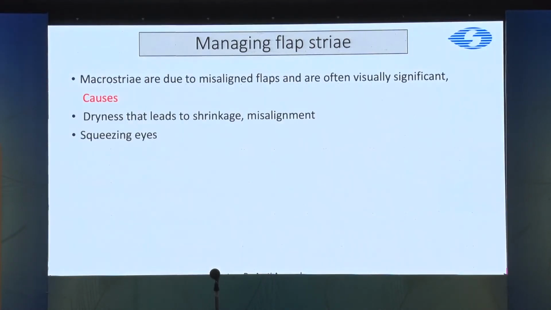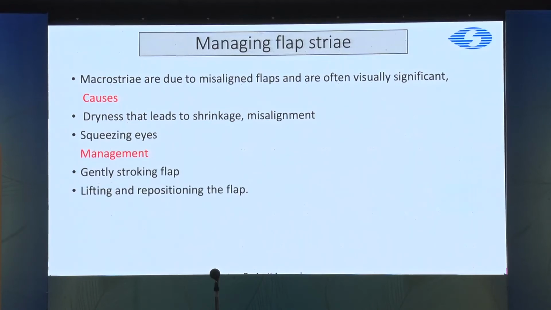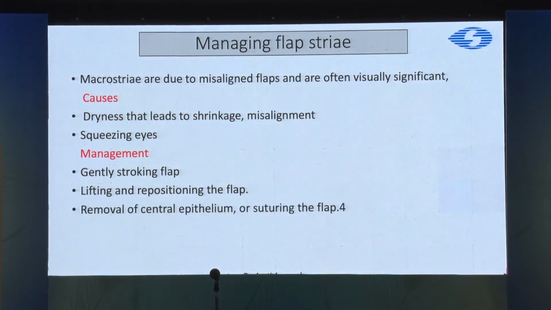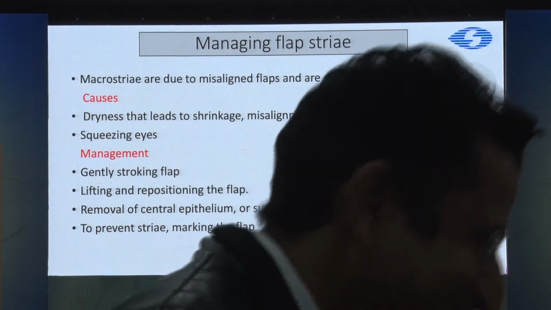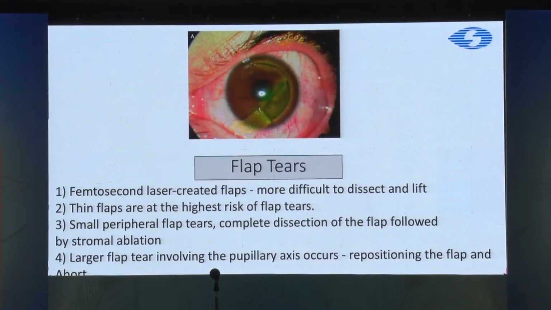So managing flap striae: macro striae are due to misaligned flaps, and these are usually visually significant. Dryness is a very common cause, as is squeezing eyes. The management involves, as I showed in the videos, gently stroking the flap, lifting and repositioning it. It's important to remove the epithelium, as I mentioned, and prevention, as we say, is the best cure. Marking the flap beforehand may be a better idea, so that you'll get a good idea whether the flap is back in its original place or not.